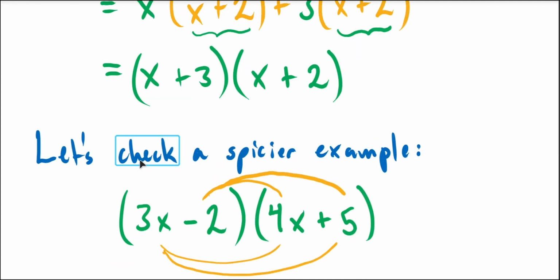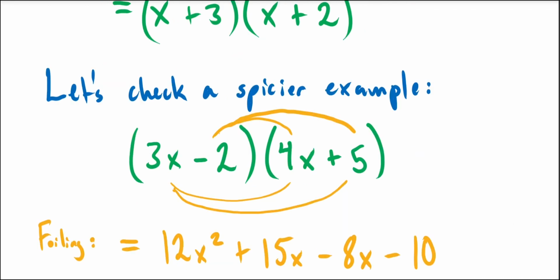Let's look at another, spicier example. Let's look at one with bigger numbers. What happens when I FOIL this? So take this polynomial, try to FOIL it yourself, and see if you got this. Notice that yes, we could combine this to 7x, but before we do, I want you to see that we could factor this by grouping and recover the original polynomials.